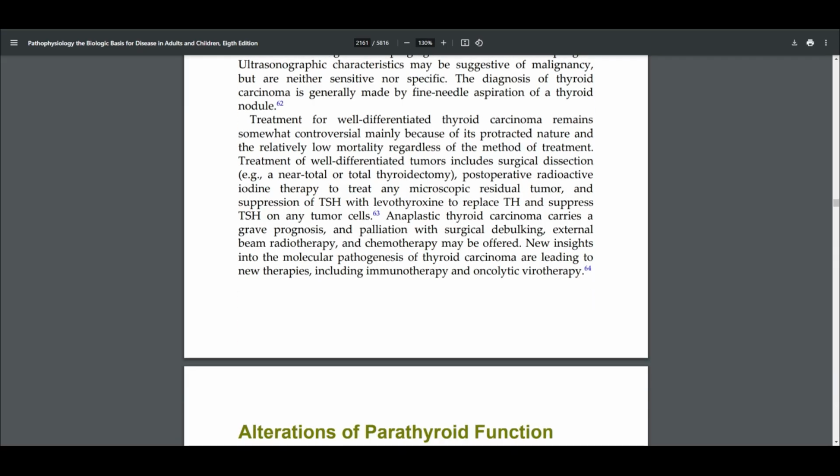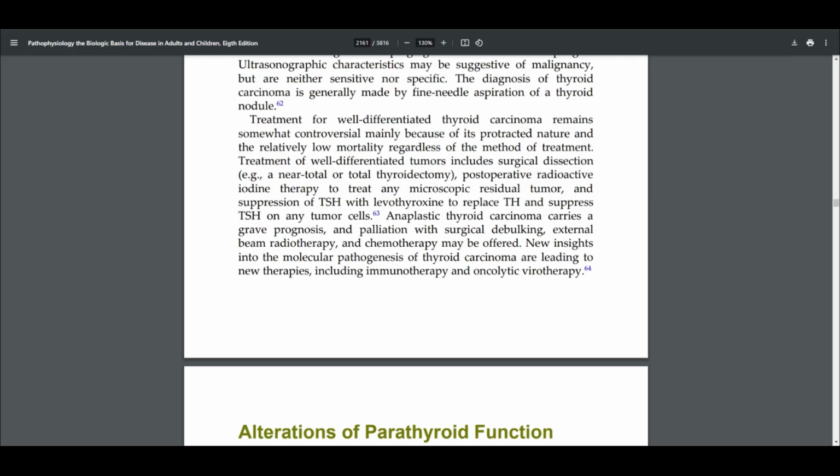Treatment for well-differentiated thyroid carcinomas remains somewhat controversial, mainly because of the protracted nature and relative low mortality. Regardless of the method of treatment, treatment of well-differentiated tumors includes surgical dissection, postoperative radioactive iodine therapy to treat any microscopic residual tumor, and suppression of TSH with Synthroid to replace TH and suppress TSH on any tumor cell.